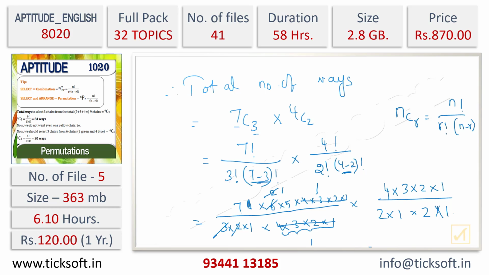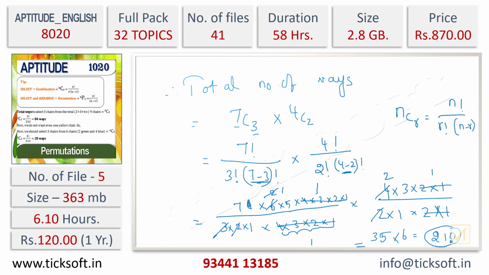So 7 into 5 is 35. Now again if we divide 2 into 1 by 2 into 1, we get 1. And 4 divided by 2 is 2, so 2 into 3 is 6. Now if we multiply 35 and 6, what will we get? Then we will get 210.